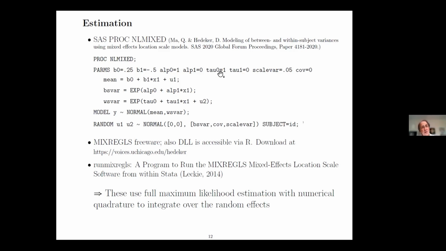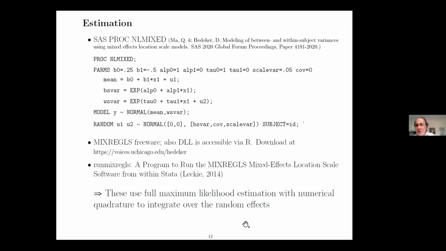Additionally, what I've worked on is a freeware program that you can access if you like. It's accessible also via R and also via Stata. It's called MixREG Location Scale. And all of these approaches on this slide use full maximum likelihood estimation to estimate the parameters and to integrate over the random effects. They use numerical quadrature in the solution. So this is sort of a frequentist approach to this.